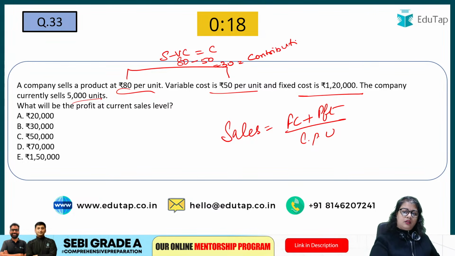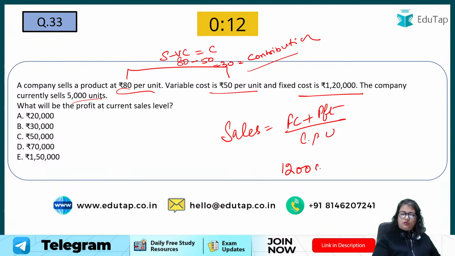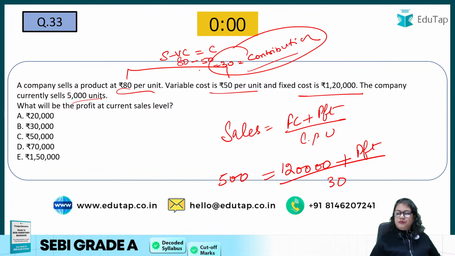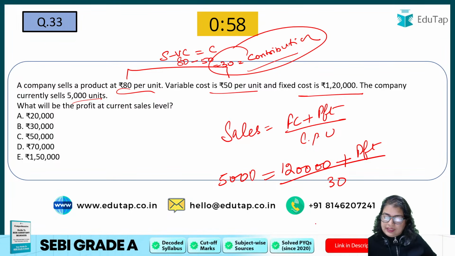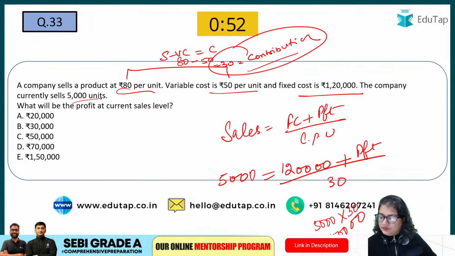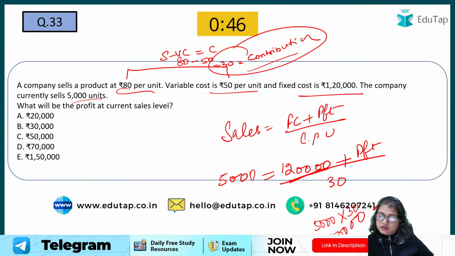Now, the fixed cost is already given to you, 1,20,000. Sales is also given to you, 5,000. Profit is not given to you, upon the contribution, that is 30 rupees. We just calculated this here, right? So just calculate 5,000 into 30, that will be 1,50,000. Minus the fixed cost, this 1,20,000 will go here, minus 1,20,000. That will be how much? 1,50,000 minus 1,20,000. That will be 30,000.